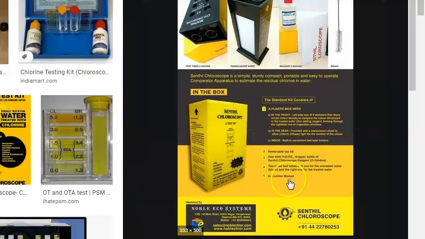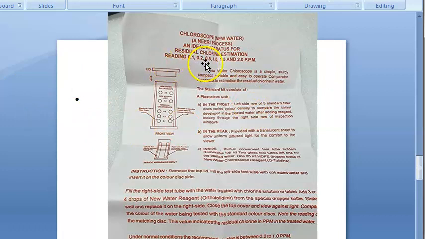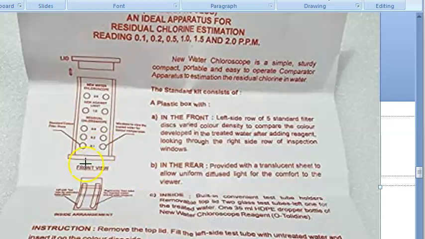So here they have told you in the box what is there. This even comes with the instruction sheet as to how to use it. The readings are 0.1, 0.2, 0.5, 1, 1.5 and 2 they are telling here. Can you see here? They have written the readings. So it is pretty clear if you look at this chart. This will be 0.1, 0.2, 0.5. This is what you normally want, right? 0.5. Then you have 1, 1.5 and 2.